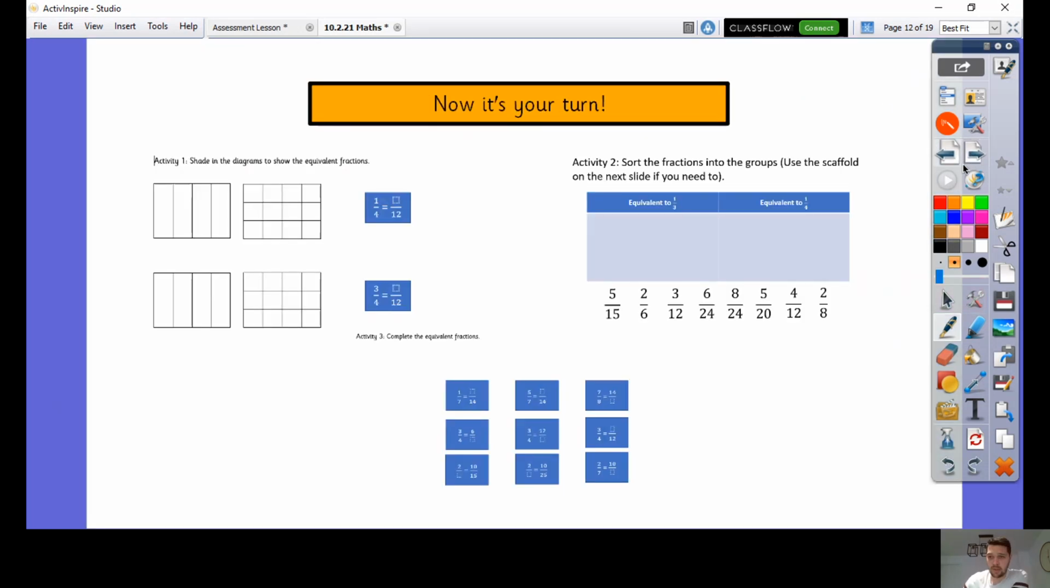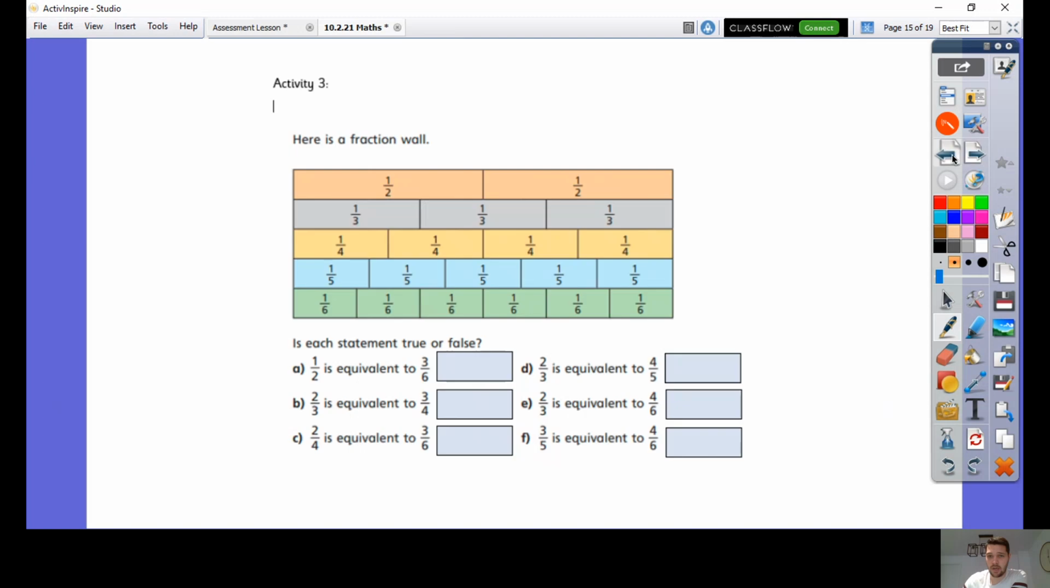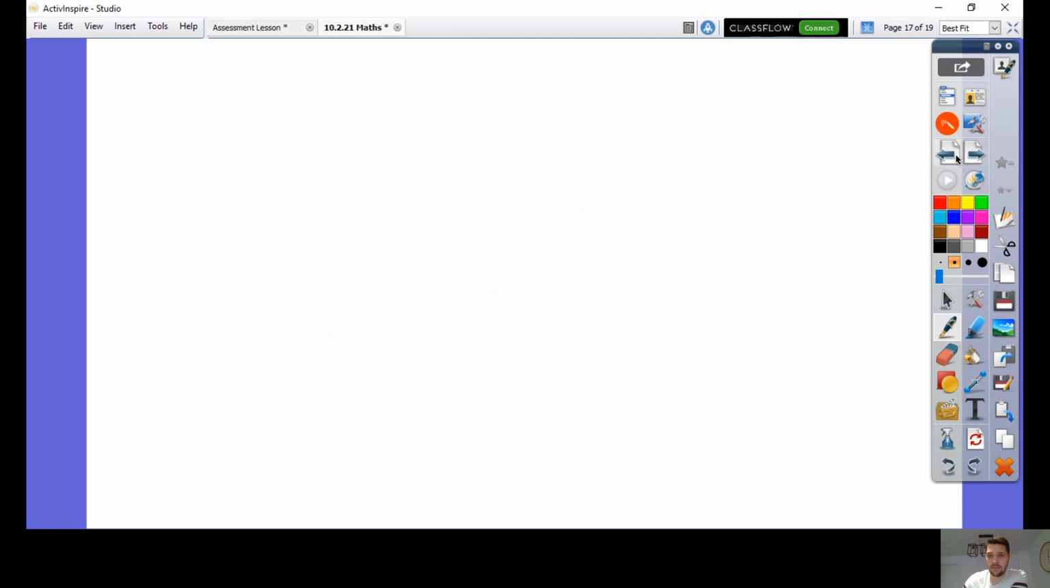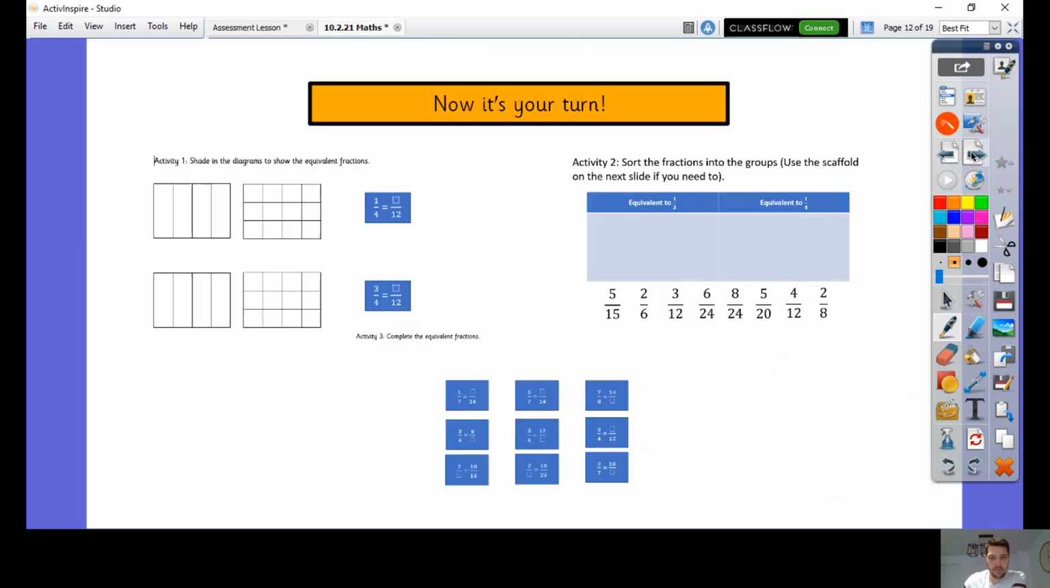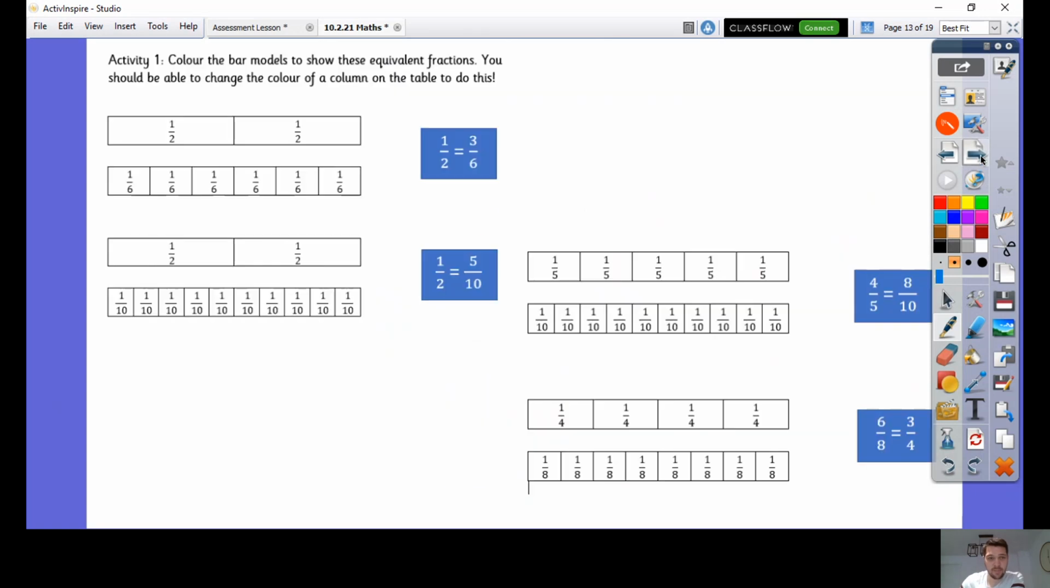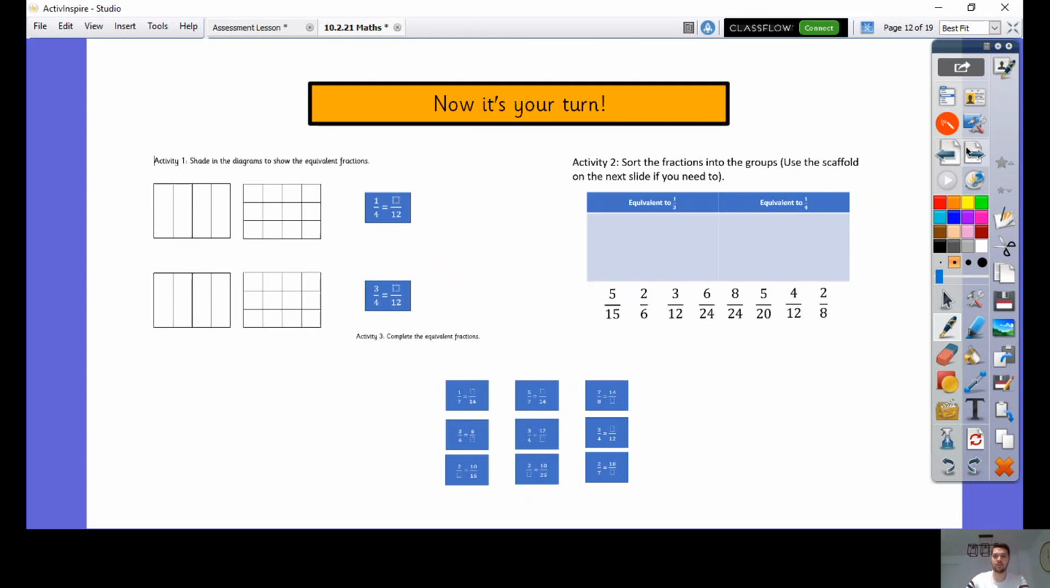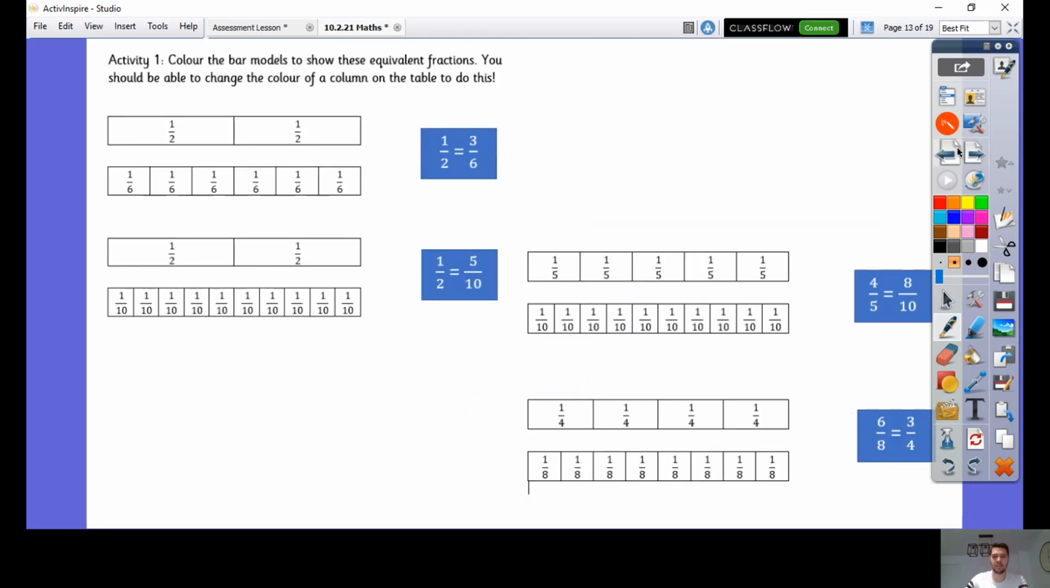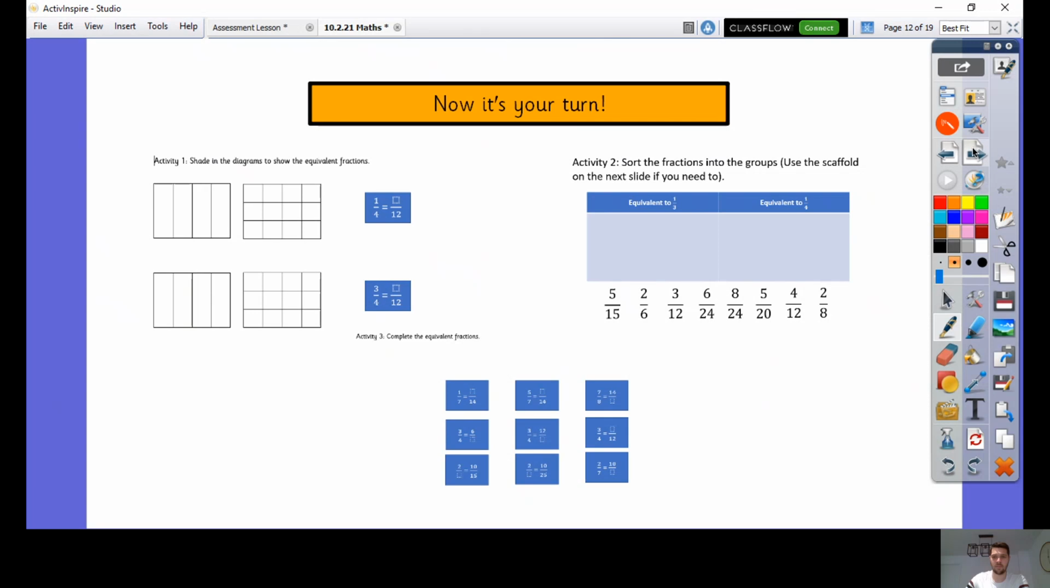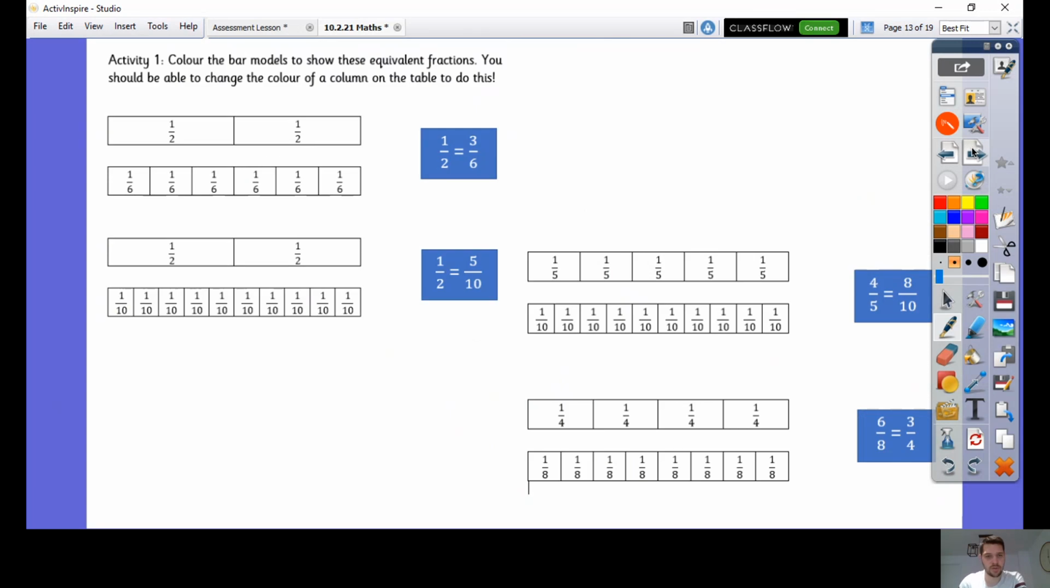So again, your activities are saved in the resources. Activity 1, activity 2, activity 3. I've just copied those for some reason. Okay, I think the slides are confusing a little bit there, but the correct activities are saved in the resources.